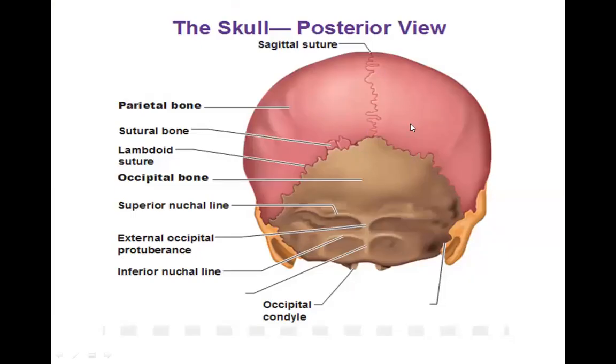This is the posterior view of the skull, which shows these two parietal bones, and these are the sutures. And this is the occipital bone. Here you can appreciate the external occipital protuberance from where the superior nuchal line extends. These are the superior nuchal lines on the right and the left side. Below that, there are the inferior nuchal lines. So here is the external occipital protuberance and the superior nuchal lines.